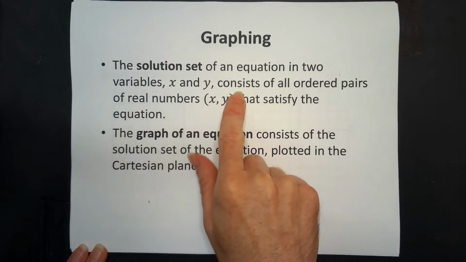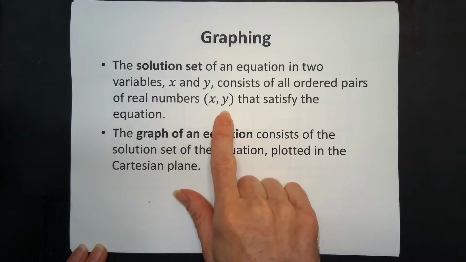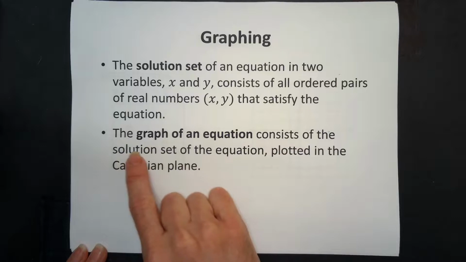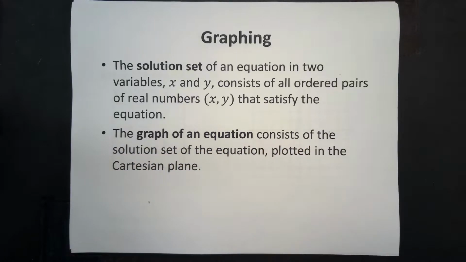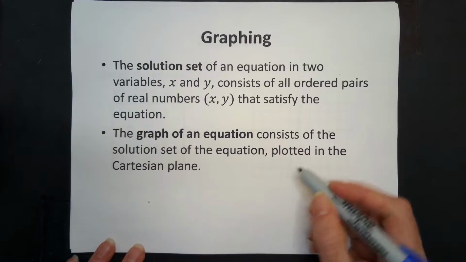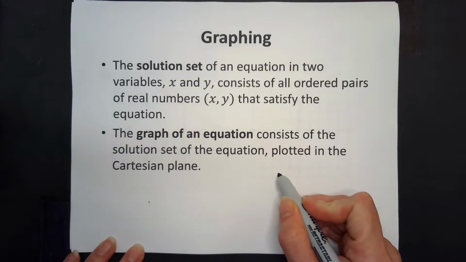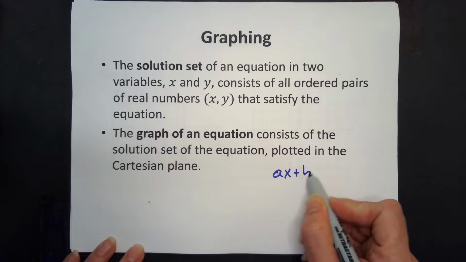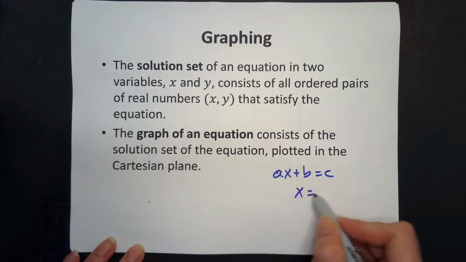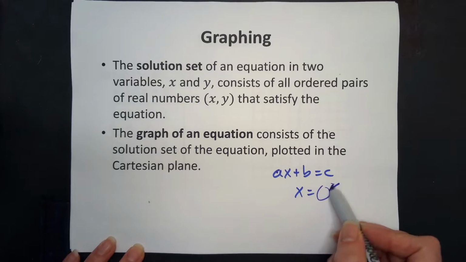The solution set of an equation in 2 variables, x and y, consists of all the ordered pairs of real numbers x and y that satisfy the equation. The graph of an equation consists of the solution set of the equation plotted in the Cartesian plane. Remember when we're solving for just one variable, like we had our equation ax plus b equals c, and we'd solve it and get x equals an answer. We'd get one answer, whatever it be.